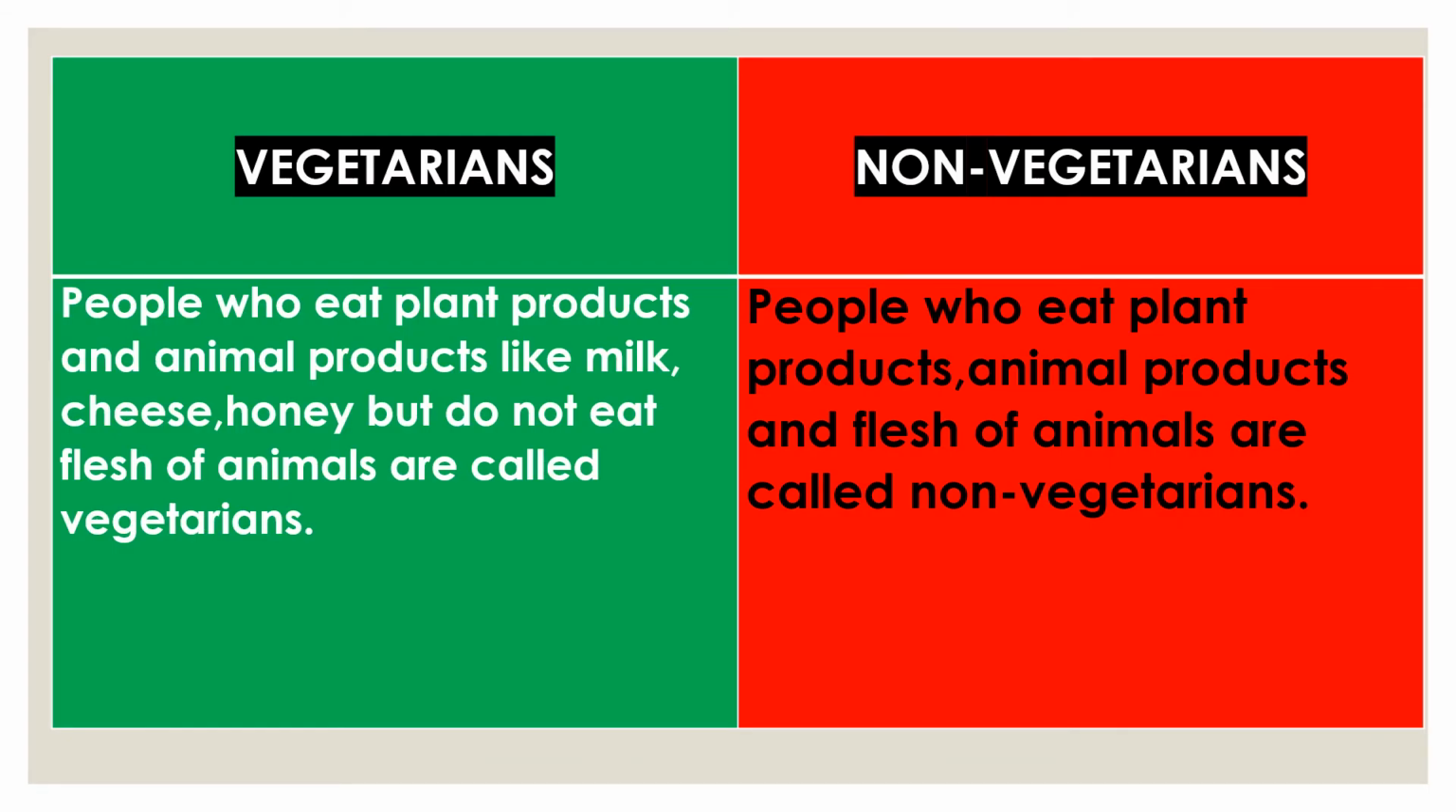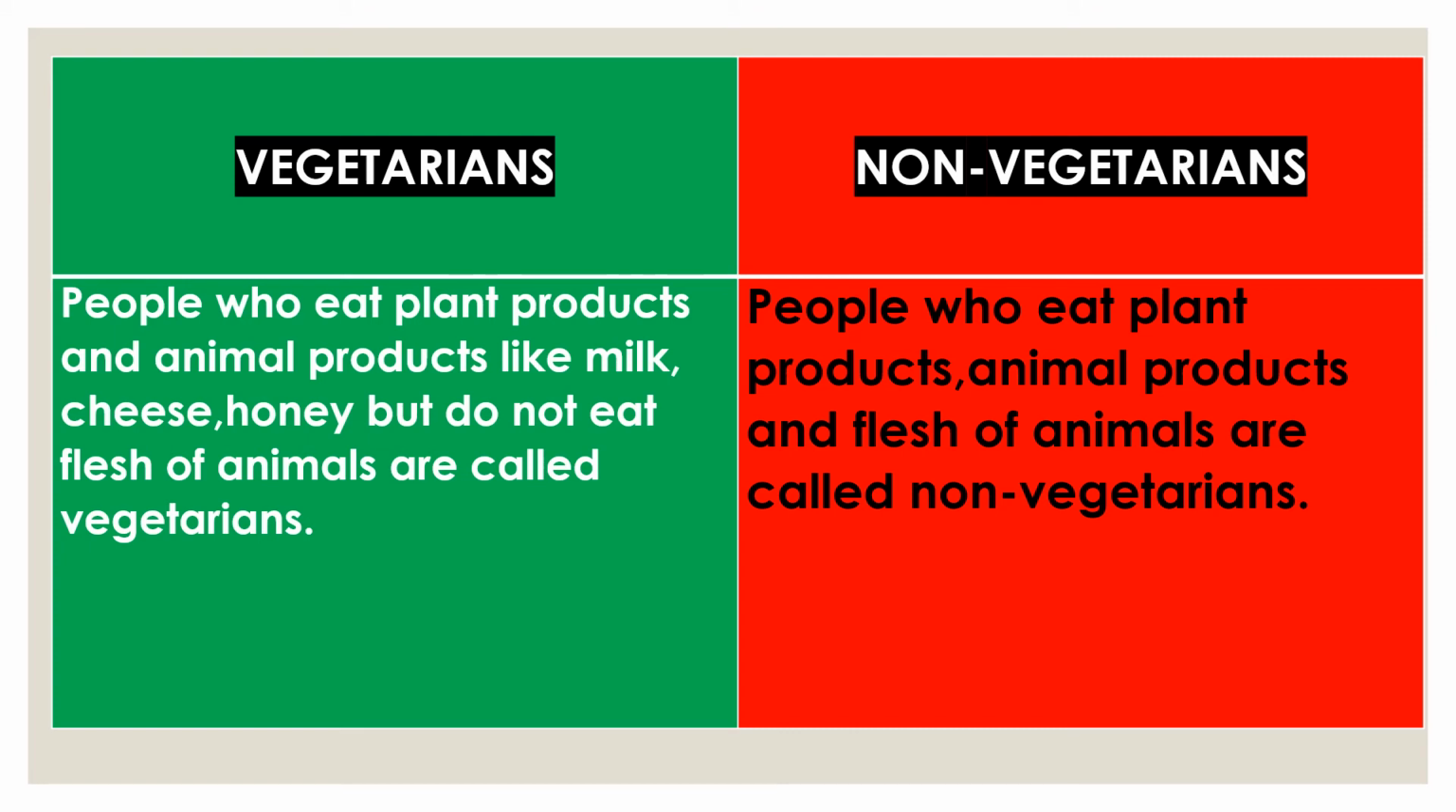Now, students, this brings us to our next important topic, vegetarians and non-vegetarians. If I ask you if you are a vegetarian or a non-vegetarian, you would be able to tell me, right? This is so because you already know what vegetarians and non-vegetarians are. Let's look at the green side over here, the vegetarian side, and let's read it. People who eat plant products and animal products like milk, cheese, honey, etc., but do not eat the flesh of animals are called vegetarians.